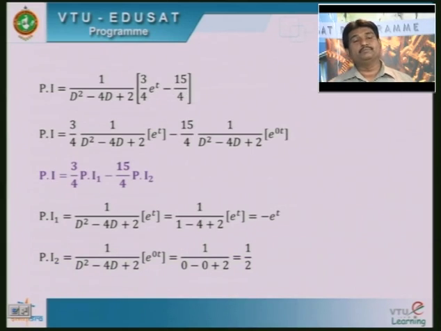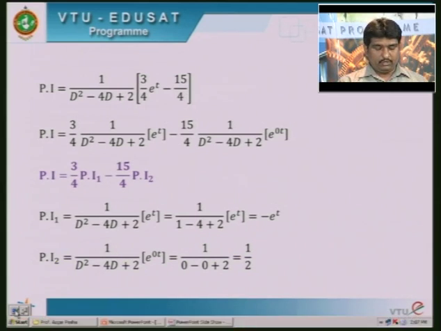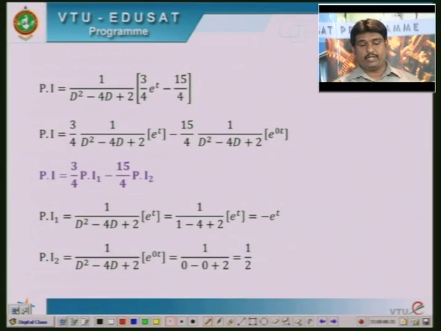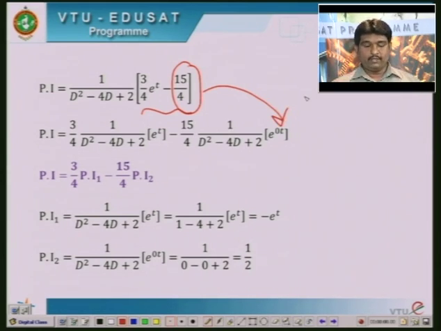Now, the particular integral. It is 1/f(D), where f(D) is D² − 4D + 2, operated on the RHS part, which is independent of y, and we have converted x in terms of t. So, the RHS will be a function of t, (3/4)e^t − 15/4. I will write this 15/4 as 15/4 times e^(0t). So separate PI. PI will be 3/4 times PI1 minus 15/4 times PI2.